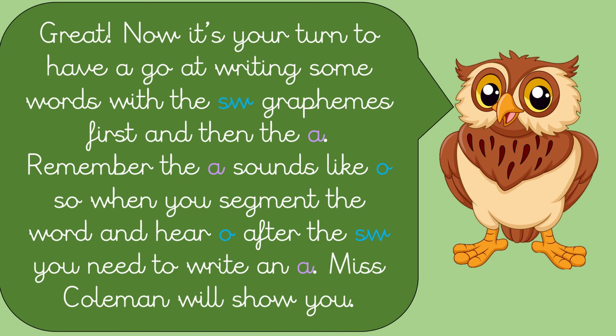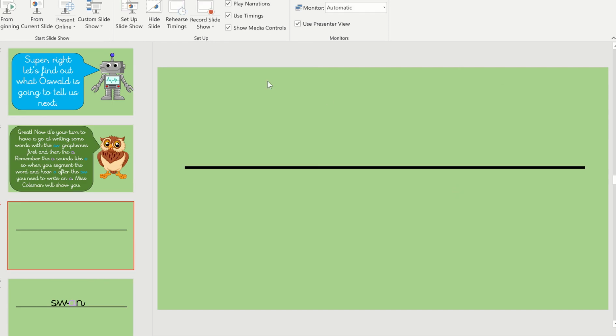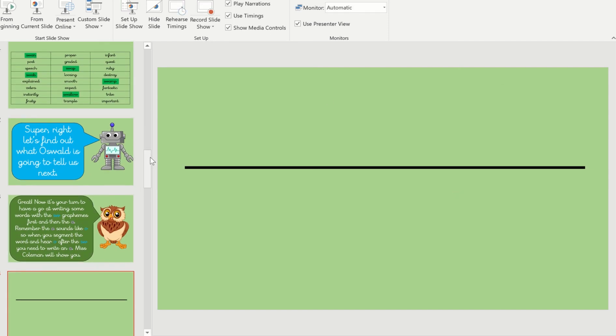Okay. Great, now it's your turn to have a go at writing some words with the SW graphemes first, and then the A grapheme. Remember, the A sounds like O, so when you segment the word and hear O after the SW, you need to write an A. Miss Coleman will show you. Okay, so the first one that I need to write, I don't know if I can do this quickly enough. The first one I need to write is the word swan.